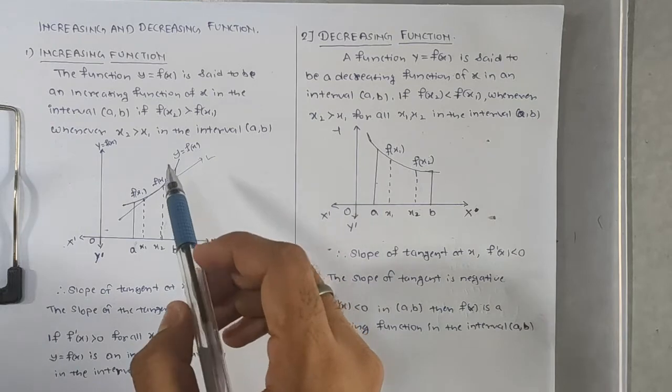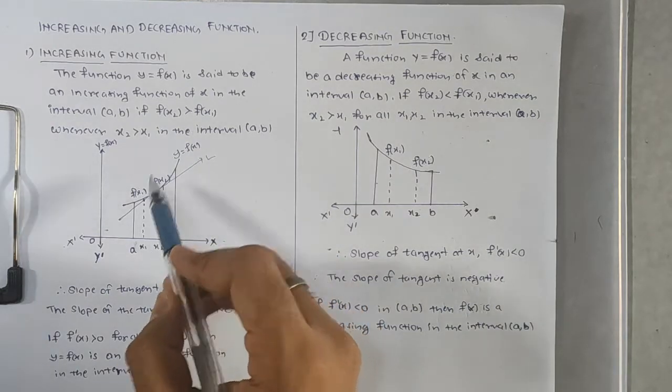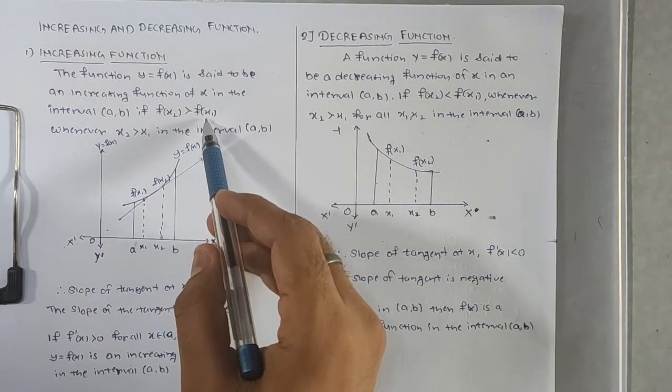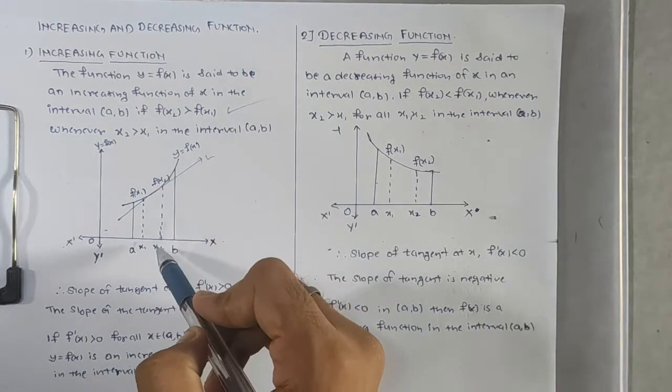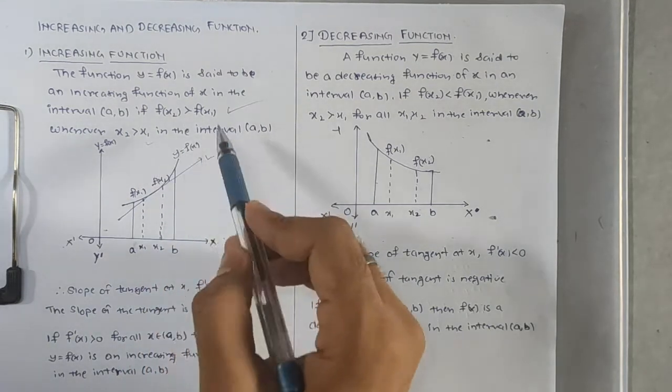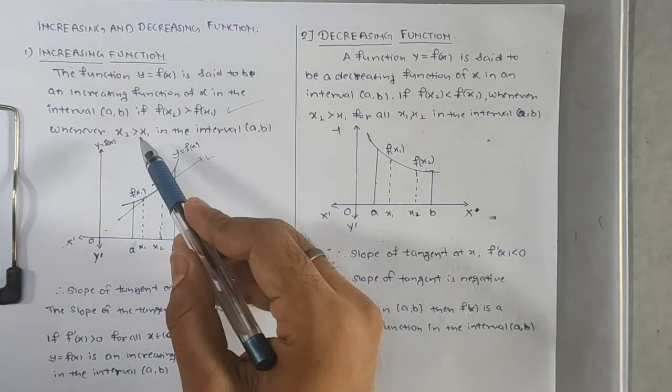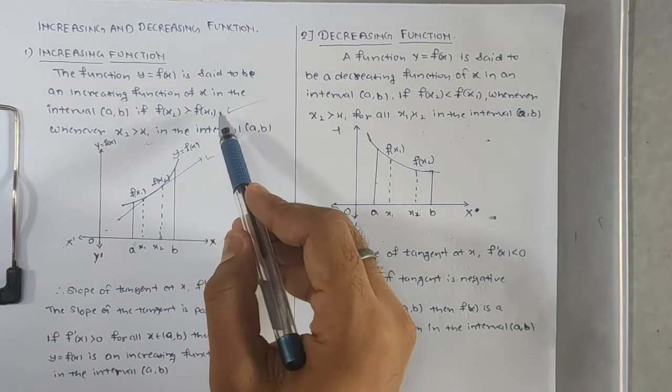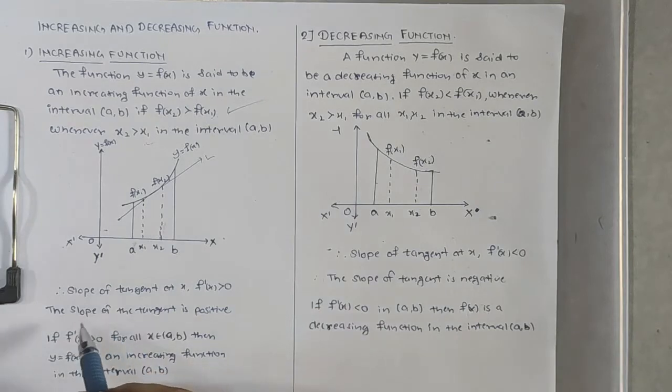First we saw f of x2 is greater than f of x1, correct? Now when is it possible? When x2 is greater than x1, both conditions are satisfied. When this is possible, then the slope of the tangent is positive.